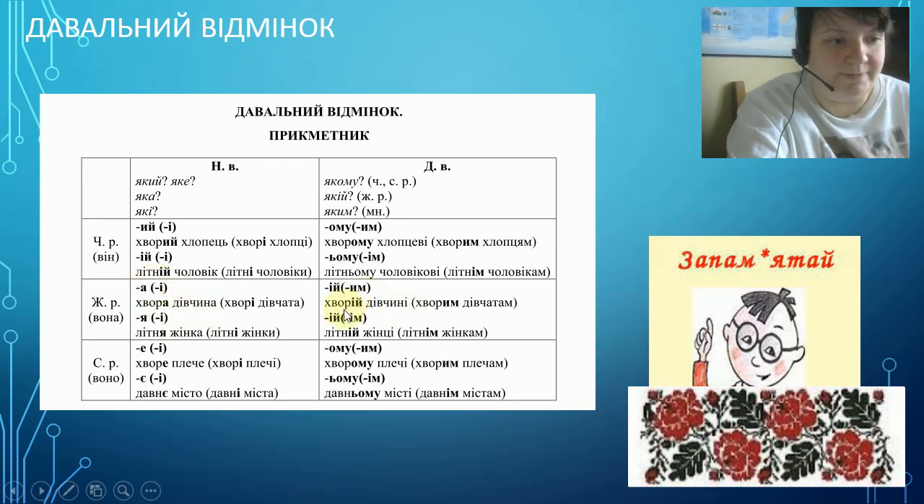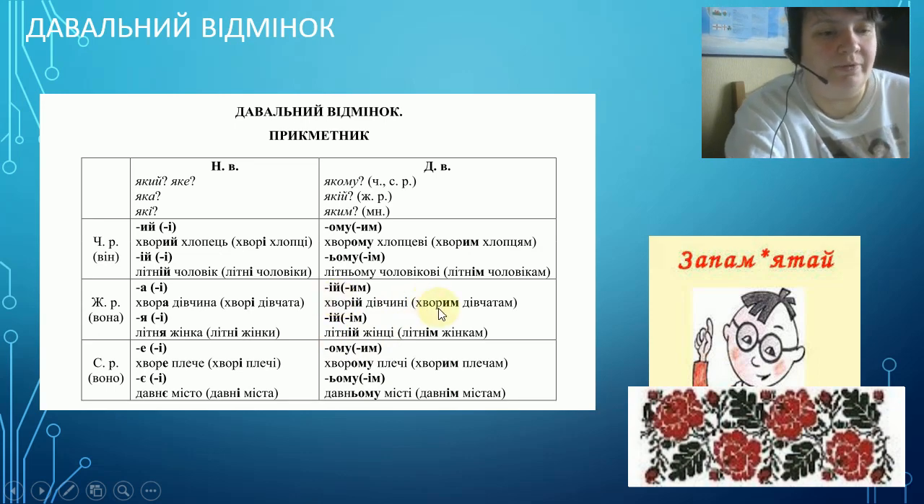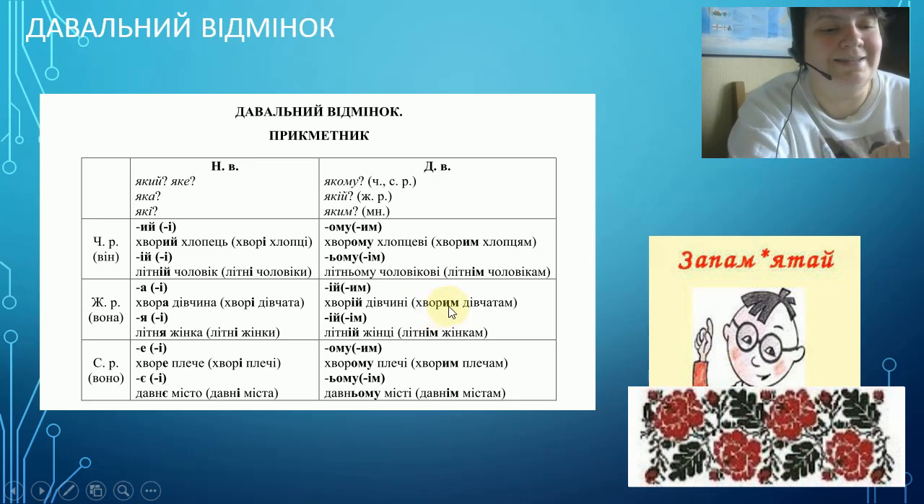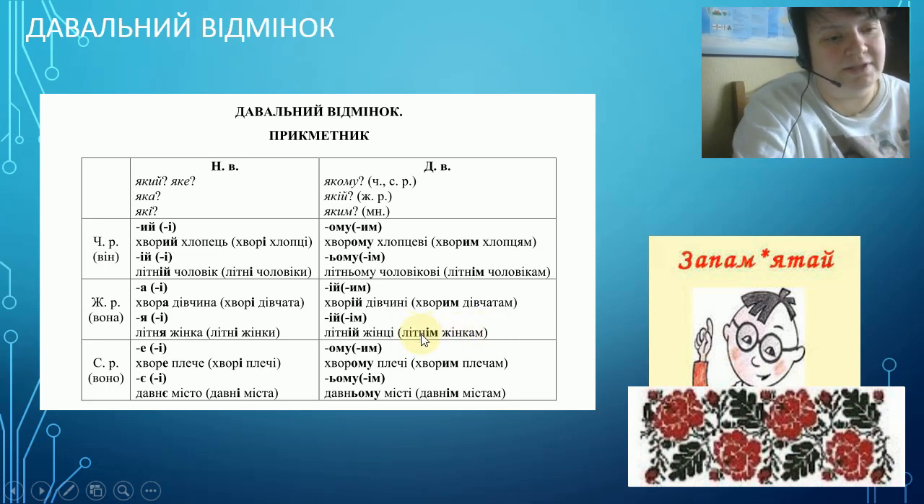So in dative case, хворій дівчині, ending -ій, хворим дівчатам, ending -им. So in singular form, it doesn't depend which sound is in the root. Хворій дівчині, літній жінці, so -ій. But in plural form, if the sound is hard, we have ending -им, хворим дівчатам, and -ім, літнім жінкам, if the sound is soft.